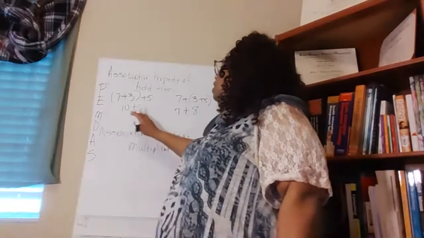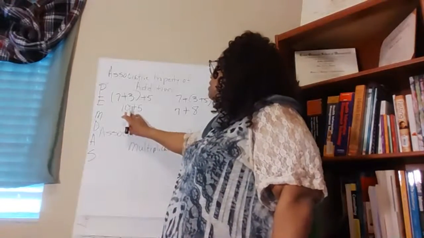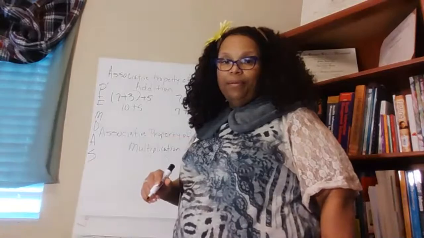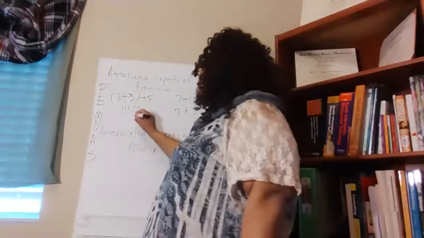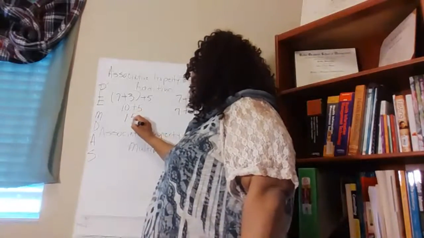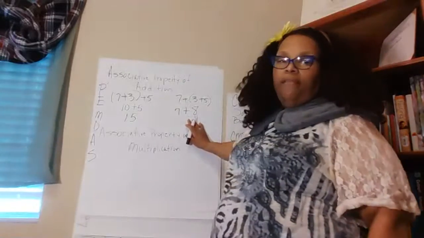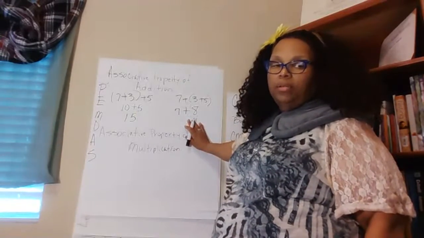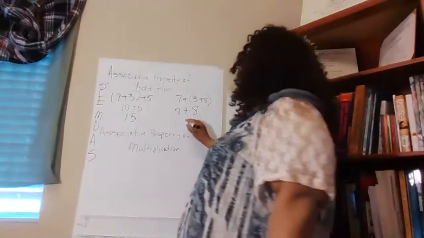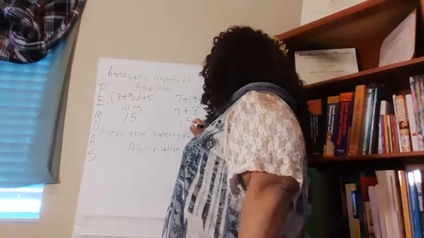Now, what is 10 plus 5? 15. It is 15. Okay, what is 7 plus 8? 15. Okay, very good.